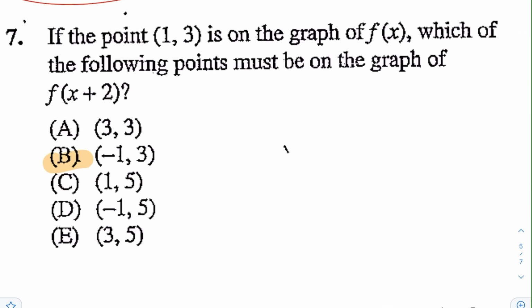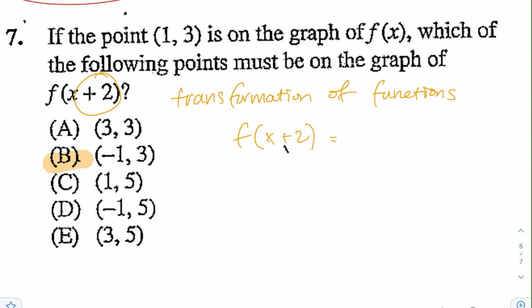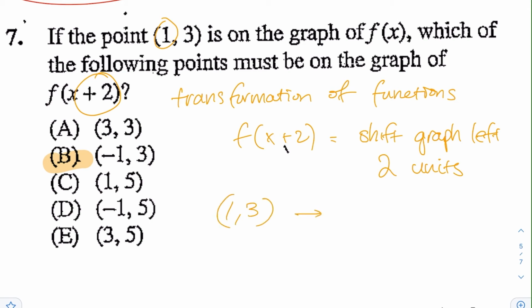Next for number 7, if the point 1, 3 is on the graph of f of x, which of the following points must be on the graph of f of x plus 2? So this is a transformation of functions. And when you have a transformation of functions, if the x plus 2 is inside the parentheses, that means you actually shift the graph left. So it's kind of towards the opposite. And when you shift it left 2 units, you subtract 2 for the x. So instead of 1, 3, it'll turn to negative 1, 3, which is choice B.